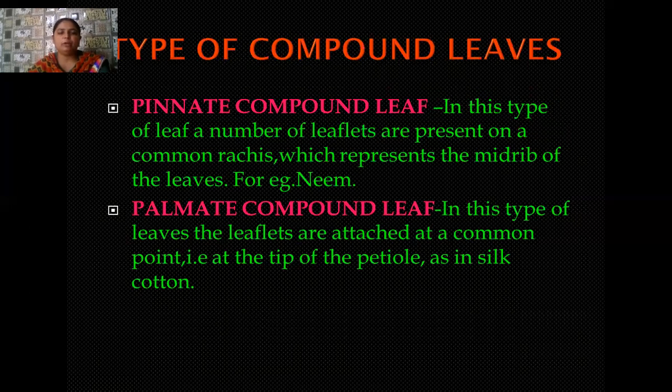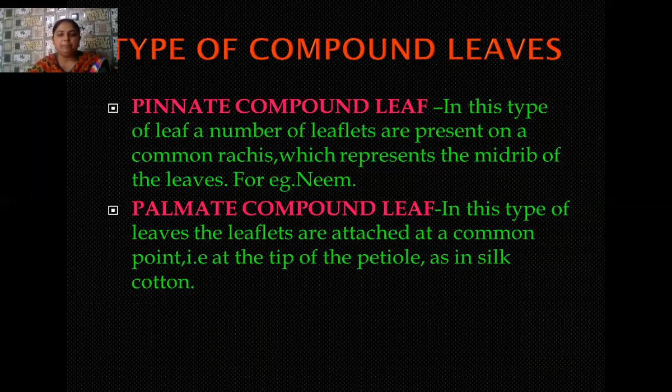Okay students, we also have two more categories of compound leaves, and these are pinnate compound leaves and palmate compound leaves. So what are pinnate compound leaves? A pinnate compound leaf is generally visible in case of the neem plant. In this type of leaf, a number of leaflets are present, all arranged on a common rachis, which represents the midrib of the leaf. This means so many leaflets are present on the common rachis, which actually is the midrib. So this type of leaves are pinnate compound leaves. I will show you the picture later on.